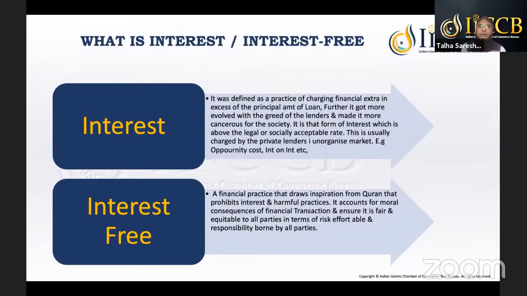One very important thing, I don't know whether people have heard about it, is opportunity cost. That is a usury which is always charged. It is the greed of the lender.